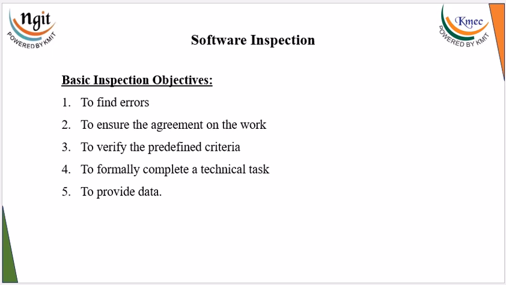Second objective, it is used to ensure that the appropriate parties technically agreed to work on the same inspection team. Next, this is also helping you to verify whether that particular software inspection is meeting predefined criteria or not. Next, it will also help you in formally completing a given technical task, and at the same time it also helps you in providing the data on the product and the inspection process. So this will help you in understanding what all lags are observed in your software process during the inspection.